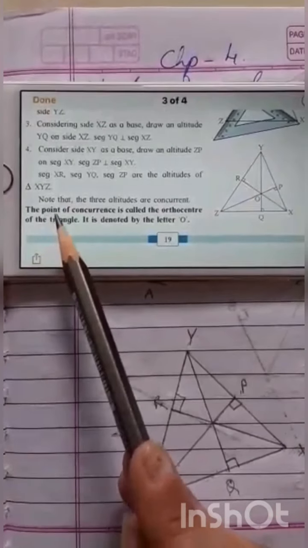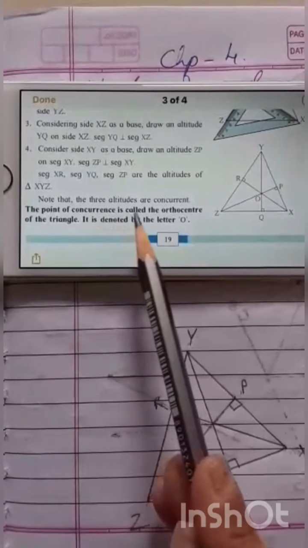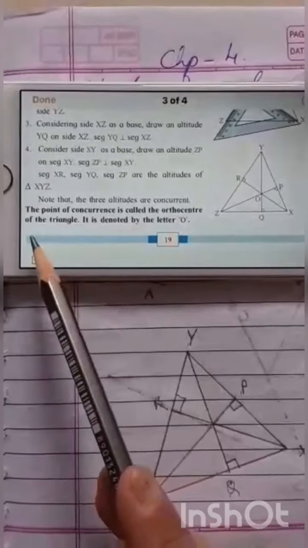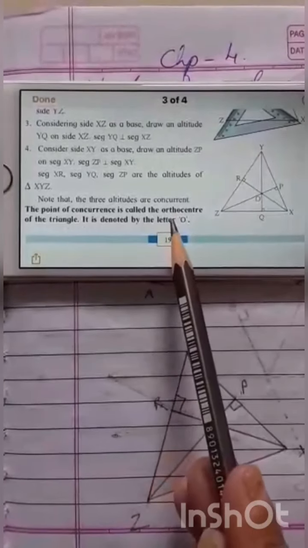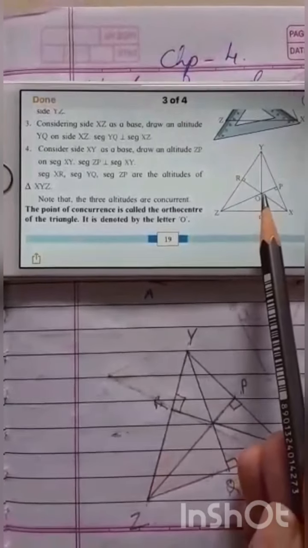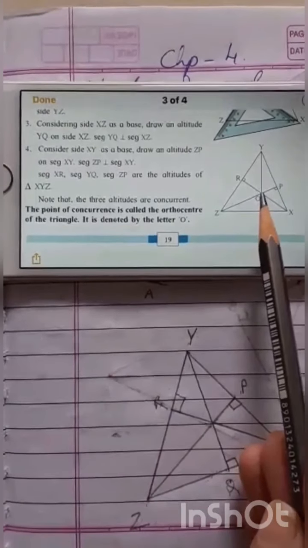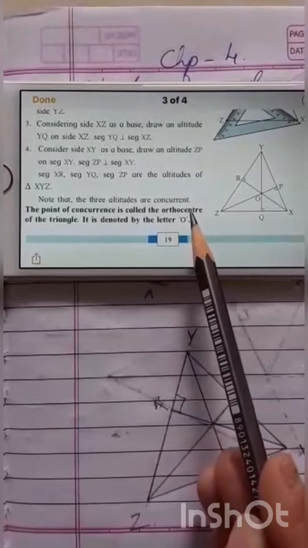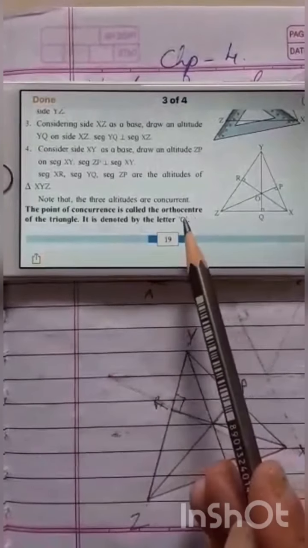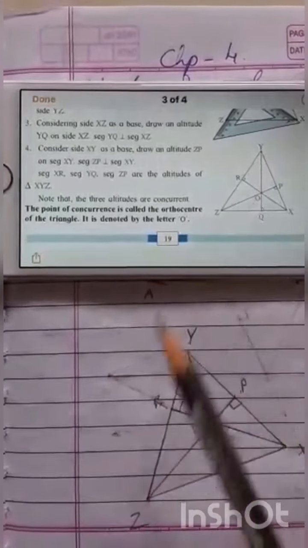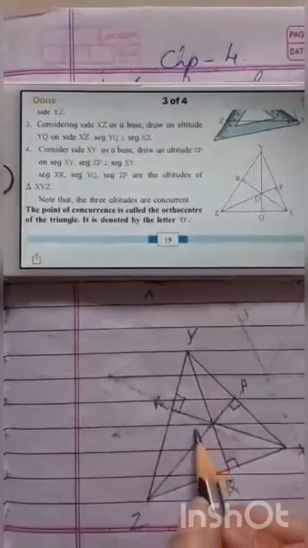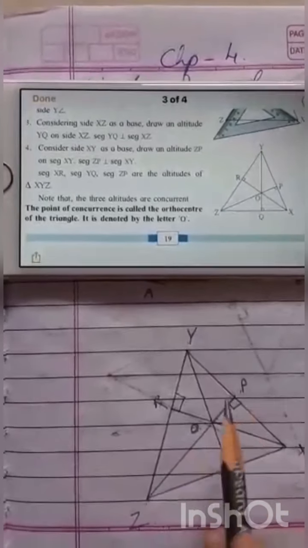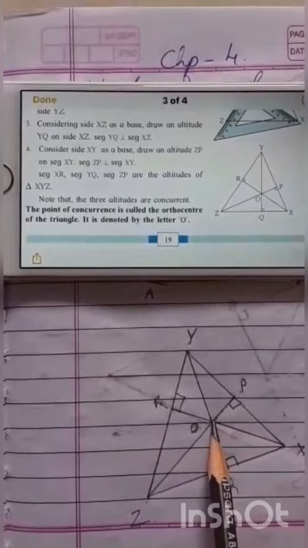The point of concurrence is called the orthocenter of a triangle and it is denoted by the letter O. So this, where all the altitudes meet, that point is called the orthocenter of a triangle and it is always denoted by the letter O. So here it is denoted by O and this is nothing but the orthocenter.